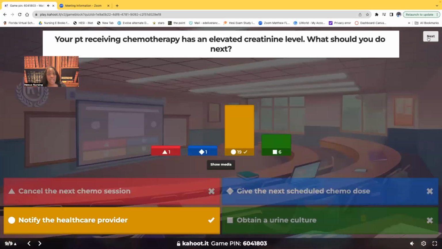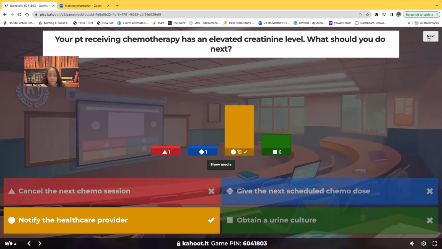Very good. You're going to notify the healthcare provider. So let's talk about this. Creatinine is the most specific indicator for kidney function, right? So when we see that creatinine elevated, that lets us know that the kidney's being affected. Remember, this patient's on chemotherapy. Guess what? Chemo's nephrotoxic. So most likely what's happening, this patient may be going through kidney failure. So we're going to notify the healthcare provider.